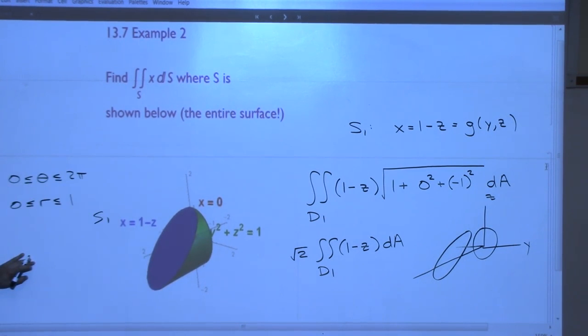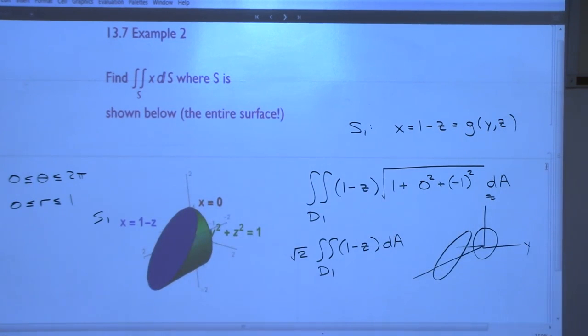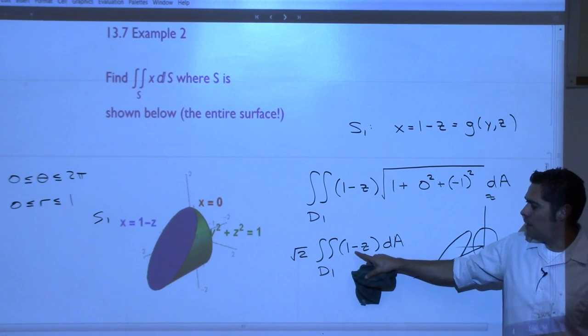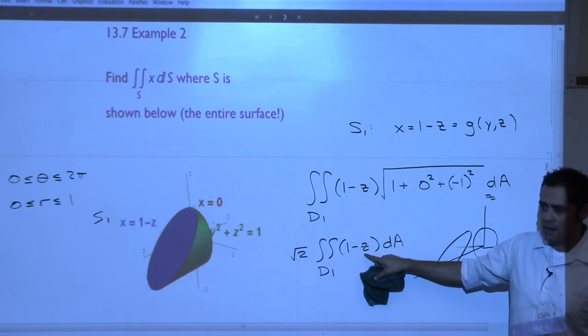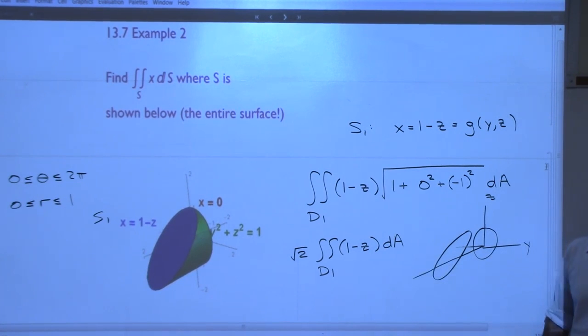Right? What are the substitutions I'm going to make? This is critical. Because if it's a normal polar region, we go x is r cosine theta, y is r sine theta, right? This time, we don't have x. It's y and z. So it'll be y is r cosine theta, z is r sine theta. Yes? And look at your integral here. It just has z in it. So I'm going to make this 1 minus r sine theta, r dr d theta.